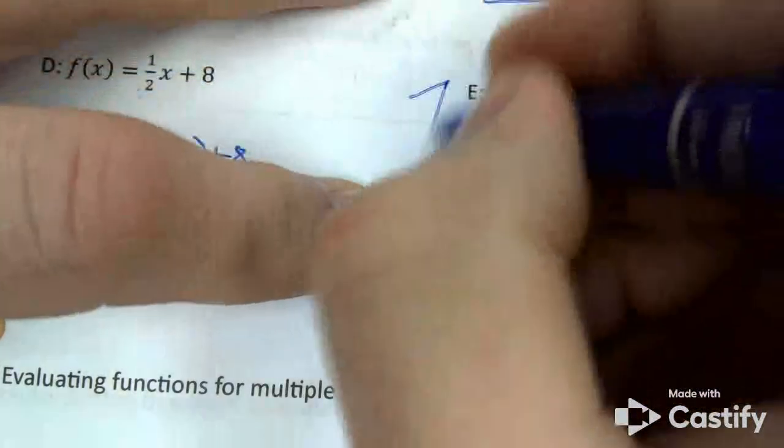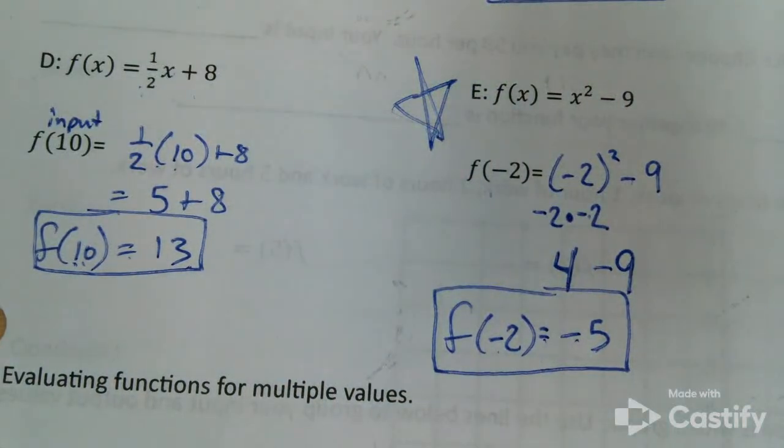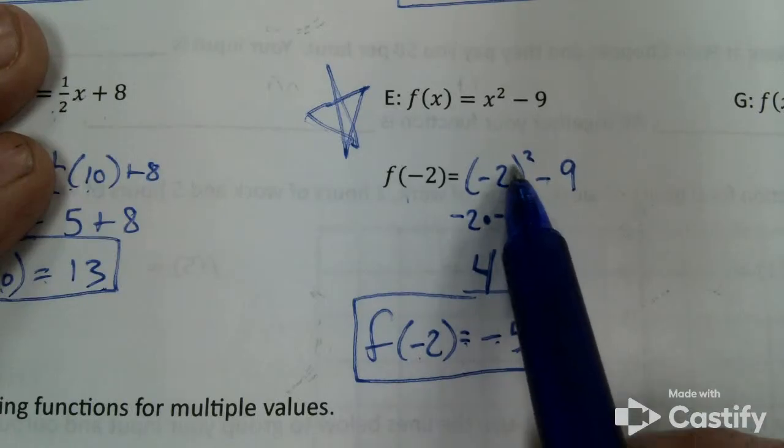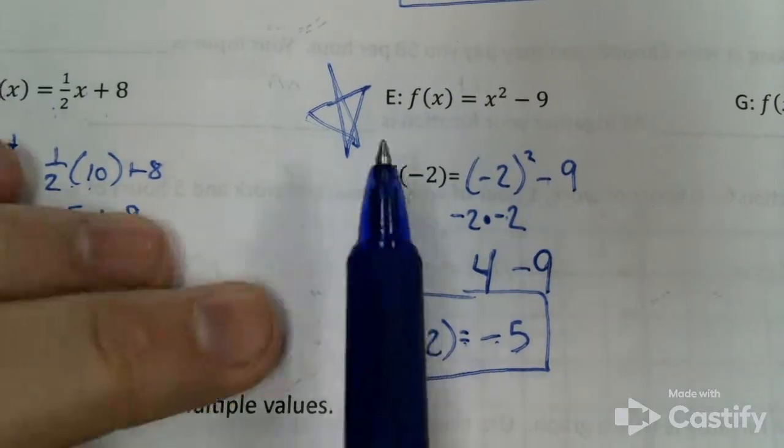Put a star next to this one. Beware of that one. It's going to come back up again. We're going to come back to that idea with exponents, especially with negative numbers in those exponents. We're going to practice that quite a bit over the next couple of weeks, just because that's something, again, next year, if you're not careful with it, it'll trip you up. So beware of that. We'll come back to that one again.